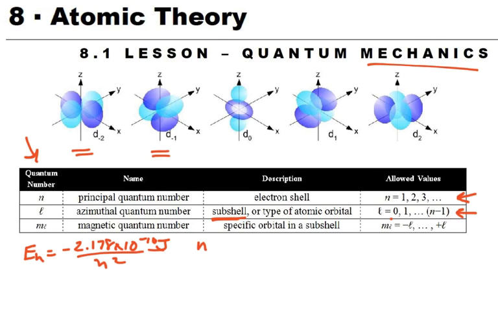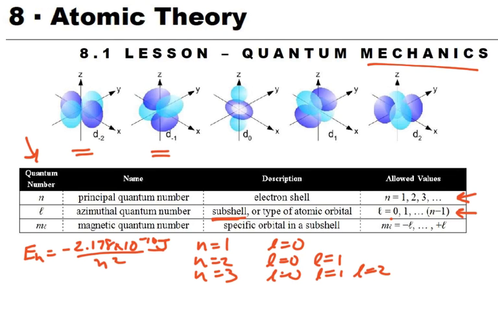If n equals 1, then l could be 0 or anything up to n minus 1, which is 0, so l can only be 0. But if n equals 2, then l can be 0 or l could be 1. And then when n equals 3, l can be 0 or l can be 1 or l could be 2. And the idea about this is, the higher level you go, the more options you have for l. And that's what happens with the subshells.